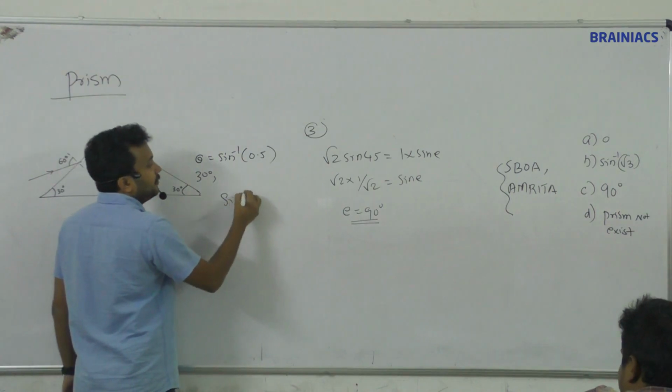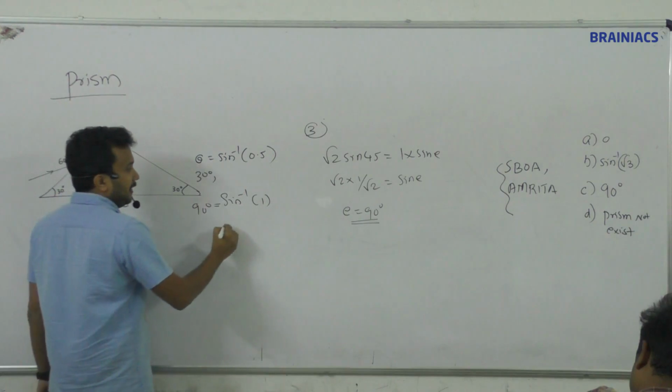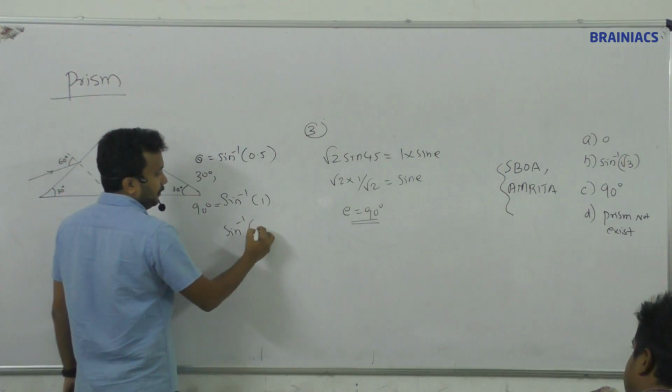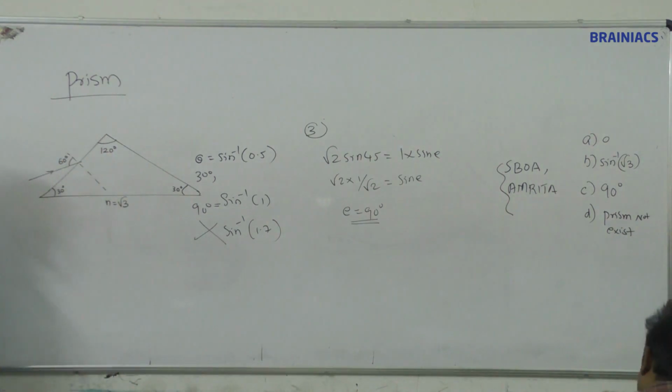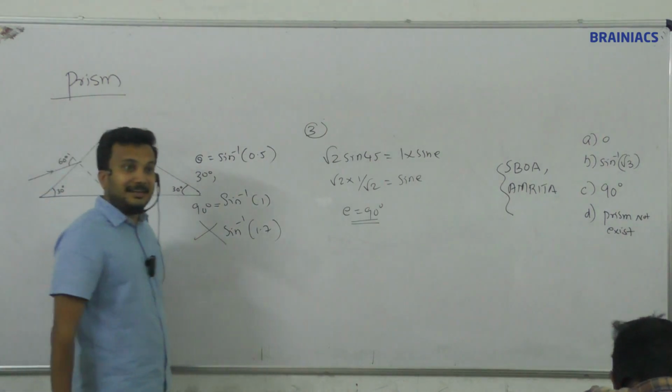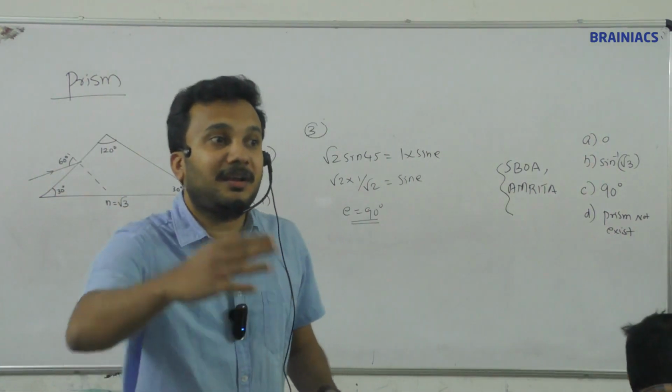I can write sine inverse of 1, you can say 90 degree. But if I am writing sine inverse of 1.7, it's not possible. Sine maximum value is how much? 90. 0 to 1 is the range.